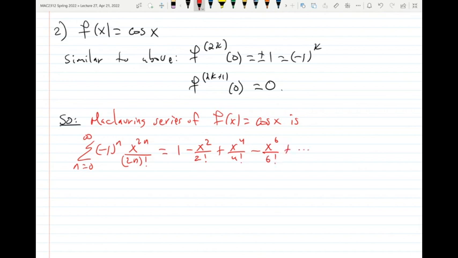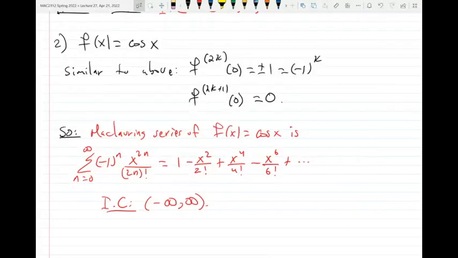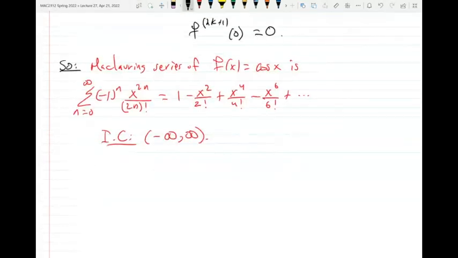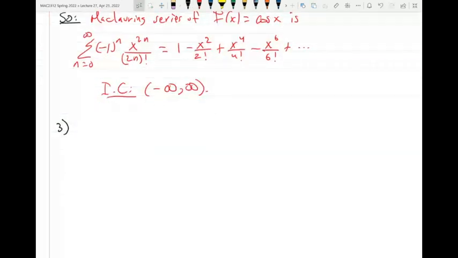And once again, just like before, the interval of convergence here is from negative infinity to positive infinity. You can check that easily by doing your ratio test. Okay, questions for this? All right, so how about e to the x? Let's see, that one is super easy.